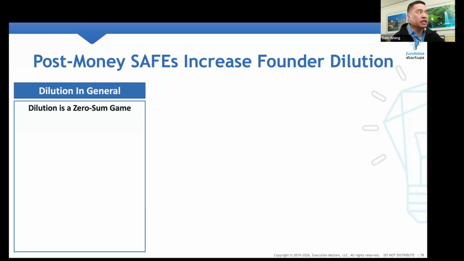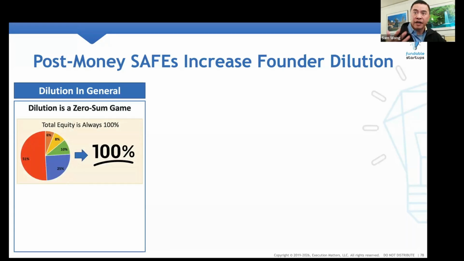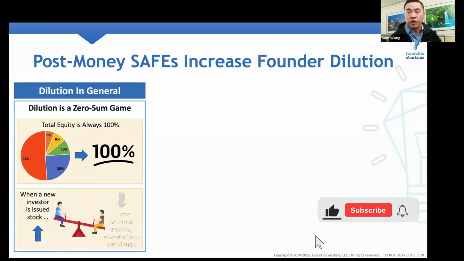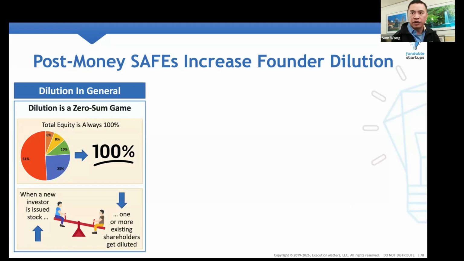Dilution in general is normal in a startup when they raise funds. But dilution is a zero-sum game. That means the amount of equity is always 100%. So if a new investor gets issued more stock, that means one or more existing shareholders will get diluted. If someone goes up, someone else has to come down in their percentage of ownership.